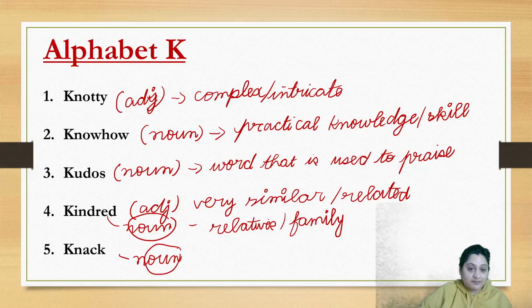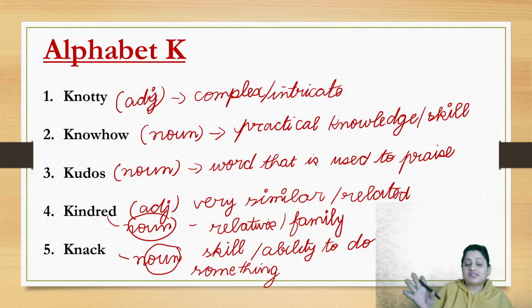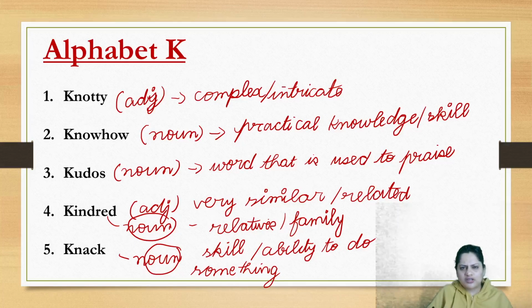Knack. You have a knack for doing something. You have a special ability. You have a skill, right? Knack for teaching. Skill, ability. You know, guys, the ability to do something naturally, that you have naturally. A natural skill, a natural ability. For example, she has a knack for remembering faces, right? She remembers faces of all the people. So that is a knack. That is a natural ability or a natural skill somebody has.